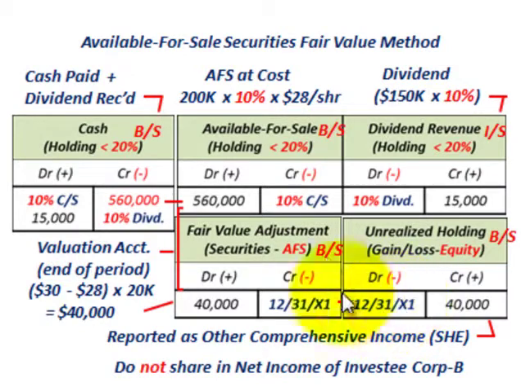Okay, so we've taken care of our available for sale securities using the fair value method. Now, again, we have to note here that Corp B has net income for the year of $244,000, but since we have less than a 20% ownership, there's no share in that net income of Corporation B. Corp A doesn't get any of that net income, so that doesn't get recorded, and it doesn't become part of Corp A's recording for these available for sale securities.